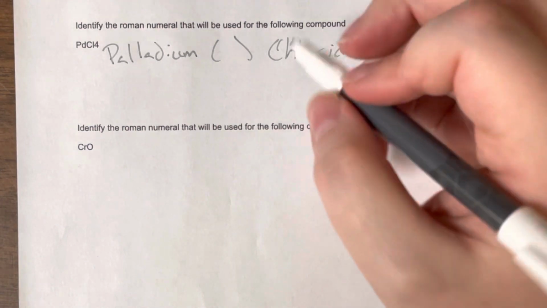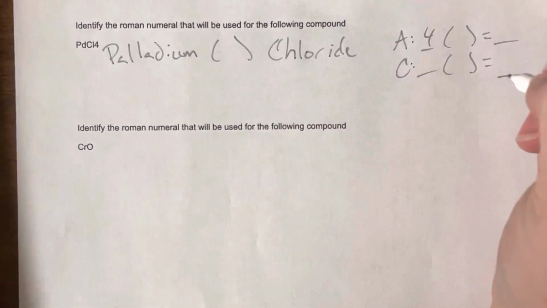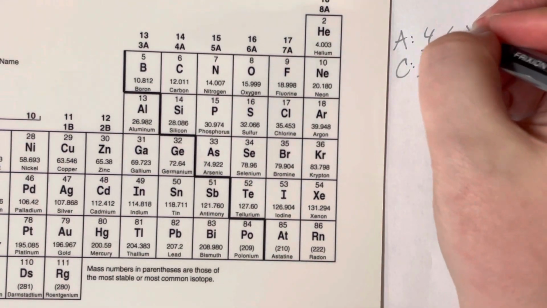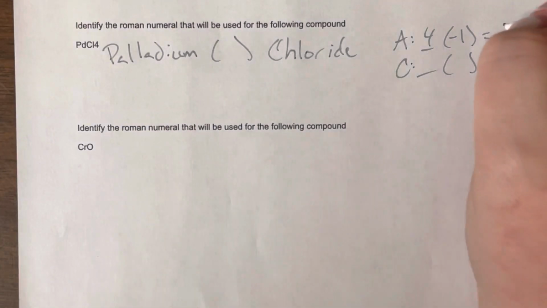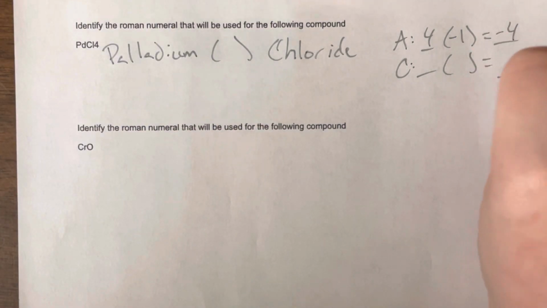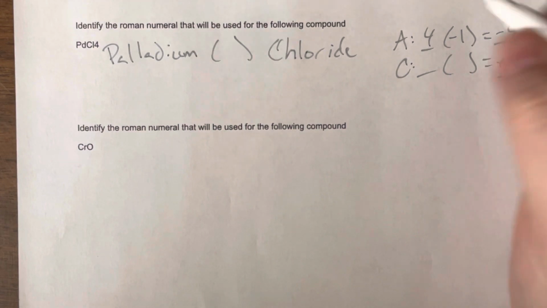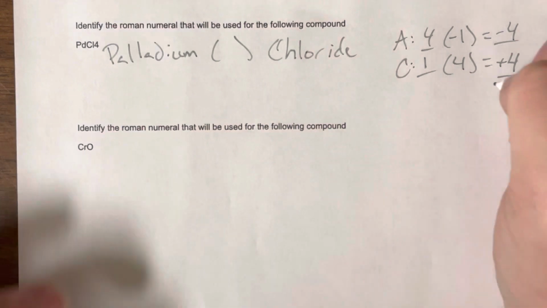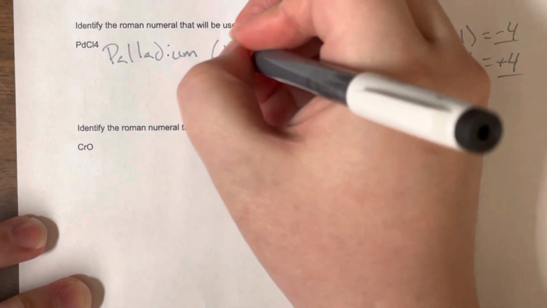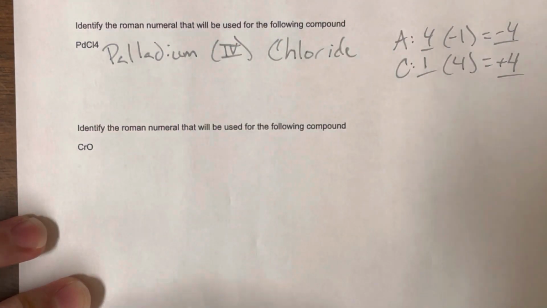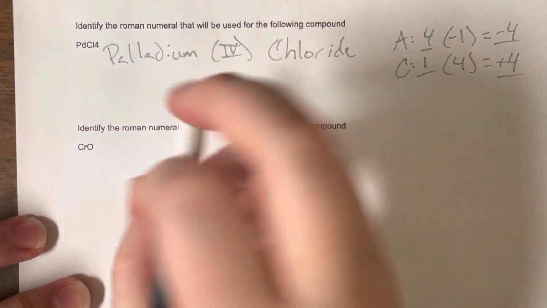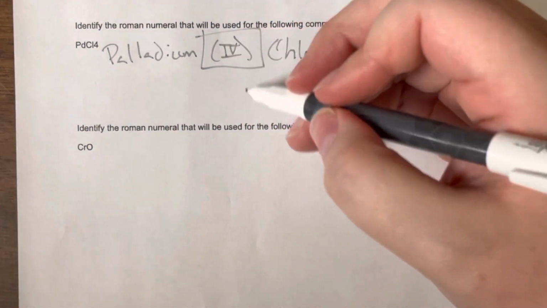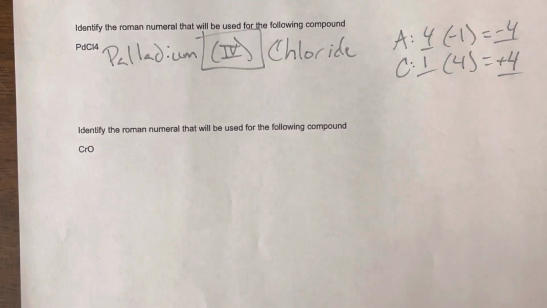My anion is chlorine, its subscript is 4. Chlorine is in column 7, so that means it has 7 valence electrons. I have 7, but I want 8, so I would steal 1. 4 times -1 is -4. Equal and opposite of -4 is +4. Palladium has a subscript of 1. 1 times what is 4? 1 times 4 is 4. Arabic to Roman numeral 4. This question was just asking me to identify the Roman numeral, so this would be what I would put in parentheses: (IV) for Roman numeral 4.